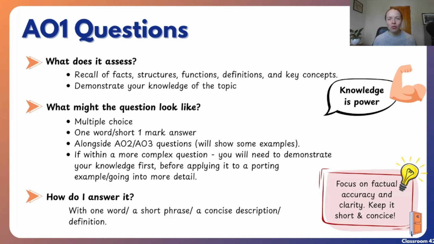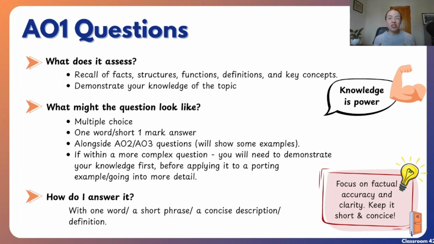So an AO1 mark might be a multiple choice question. Not all multiple choice questions are AO1, but most of them will be. One word, short, 1 mark answers. They could also be alongside or embedded in AO2 and AO3 questions, and we'll show you some examples of this. And if it's within a more complex question, usually it means that you need to demonstrate your knowledge first before then applying it to an example or just going into more detail.